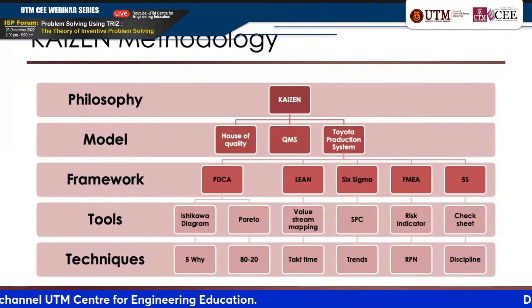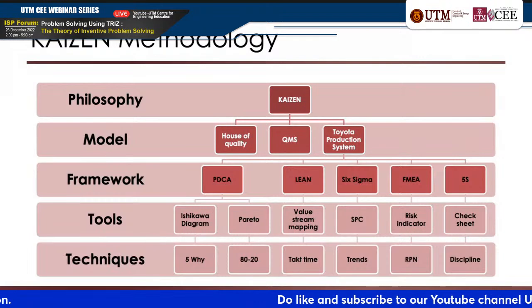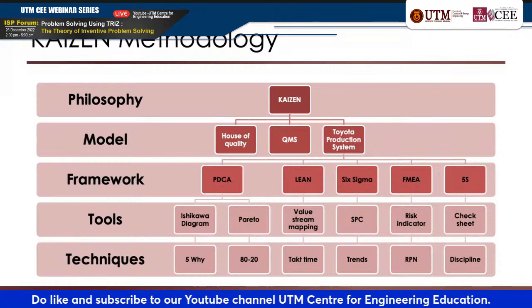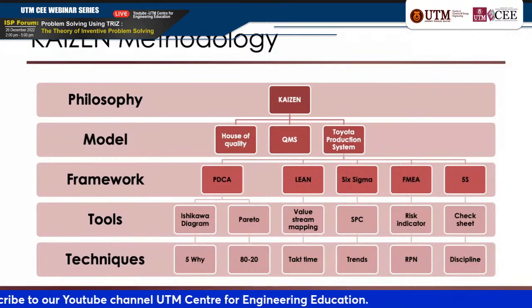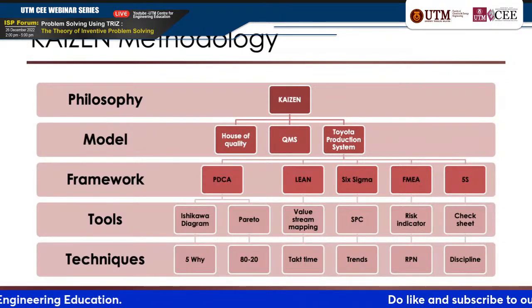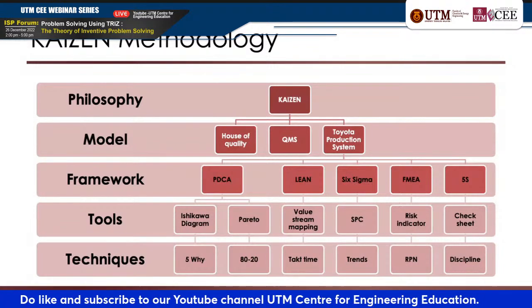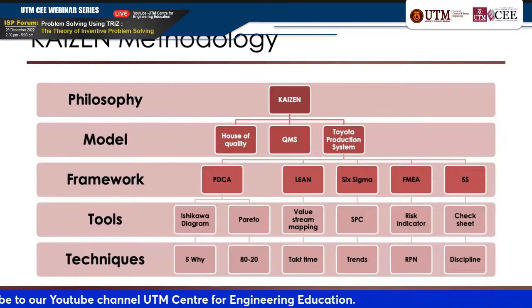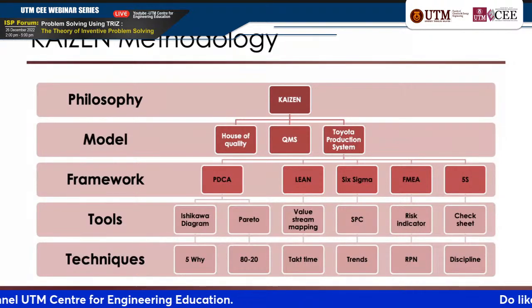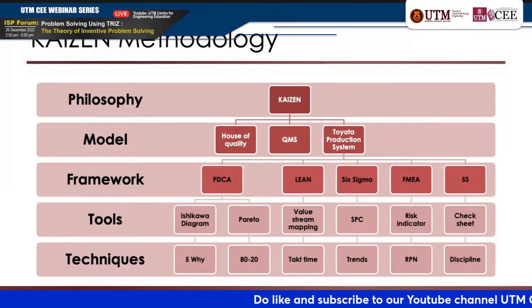And then we started to lay out the foundation of problem solving. We started with Kaizen. Under Kaizen we have the philosophy of Kaizen, and then we have models: house of quality, a model for quality management system, and a model for Toyota production system. Then we explored deeper the framework of problem solving, and the tools which are important for problem solving, and so on and so forth.